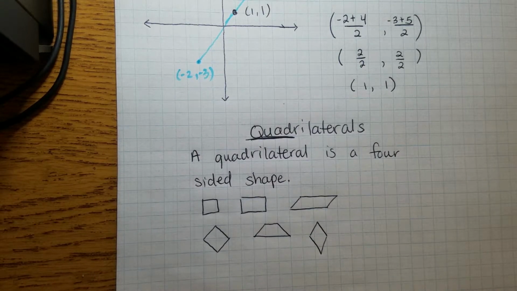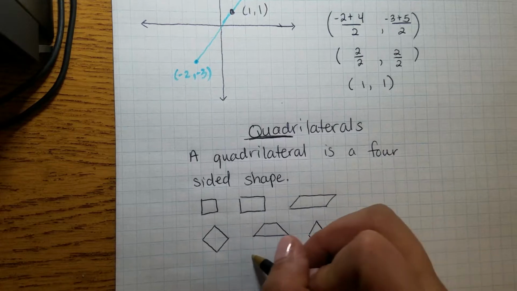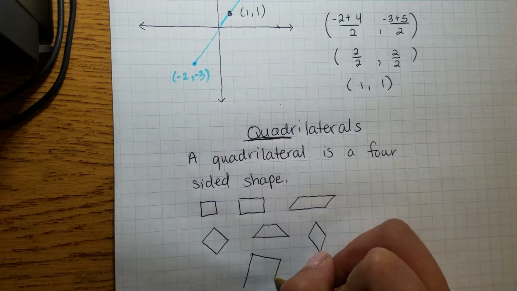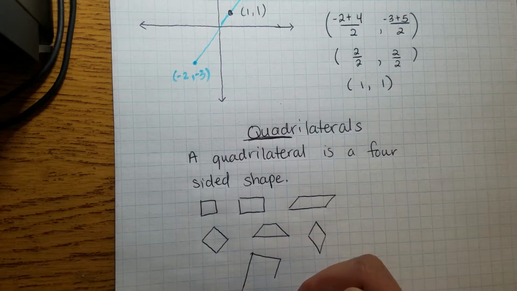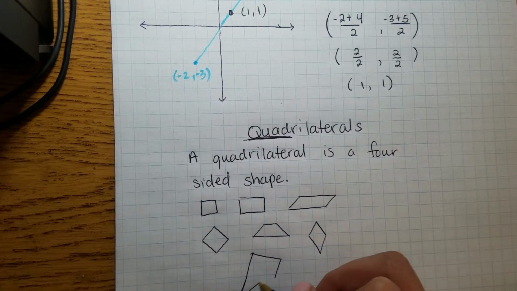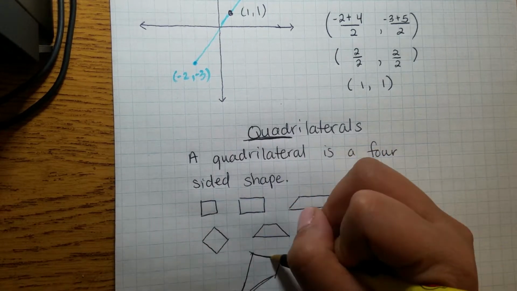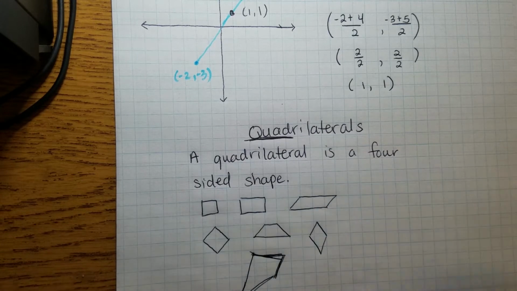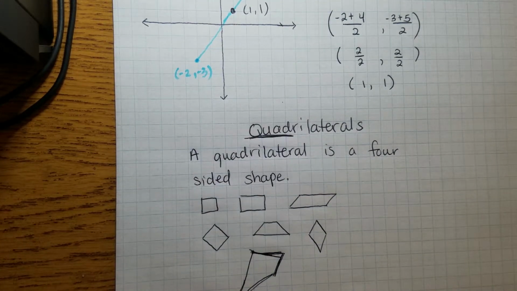And there are ones that don't have any special properties. They're just regular quadrilaterals. So there's nothing special about them. They just have 4 sides. Okay? You should be writing this down.